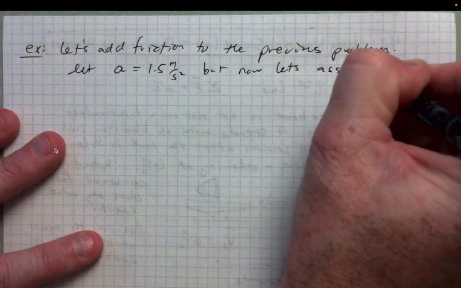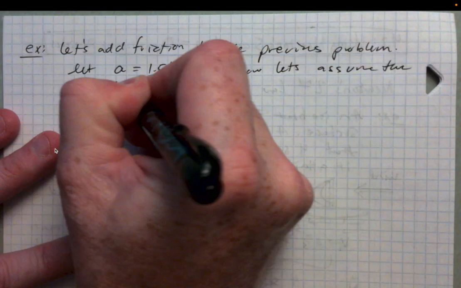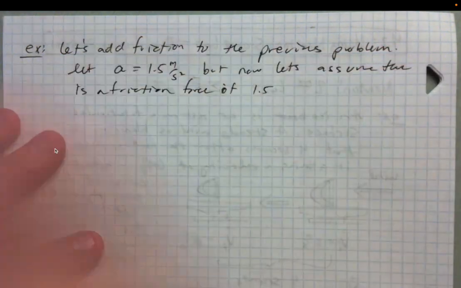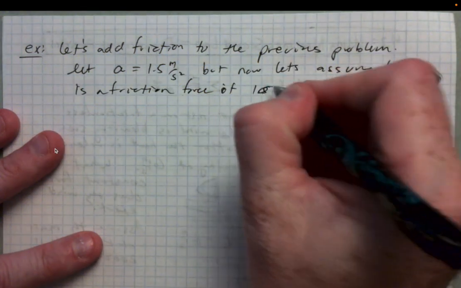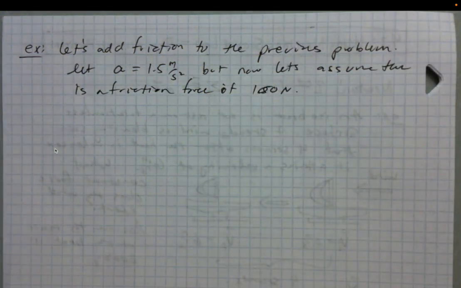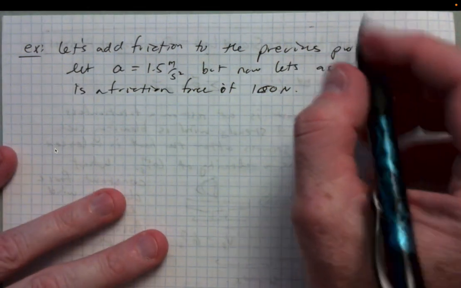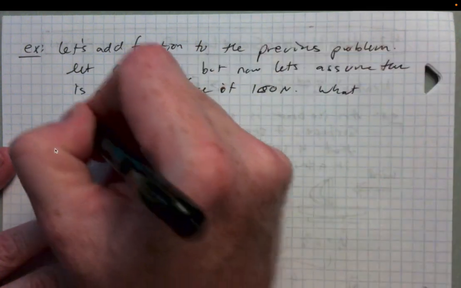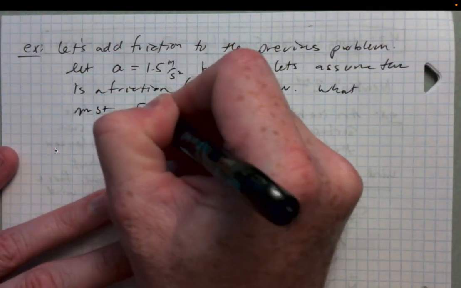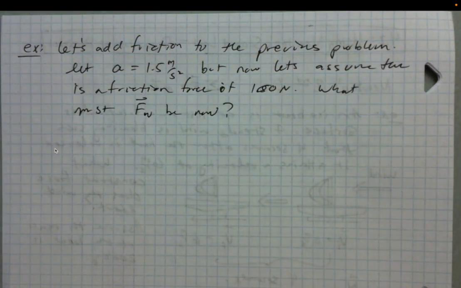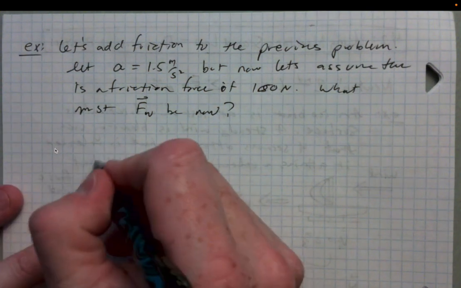So let's assume there is a friction force of 100 newtons. Sorry about that. Okay, so the question would be then, what must that constant force of the wind be now? Given that there's friction involved, but the same acceleration is required, the force obviously has to increase, but how much? So let's look at a free body diagram here.